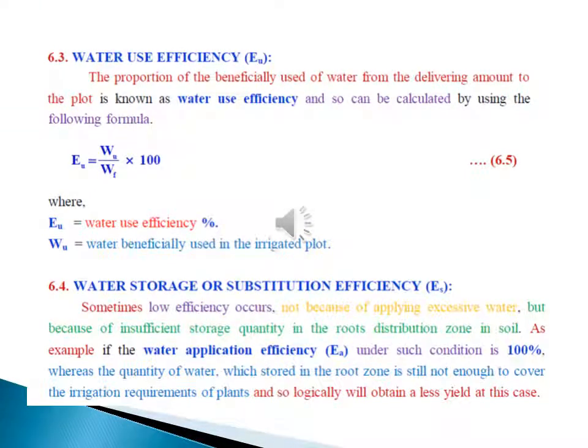Water use efficiency. The proportion of the beneficial use of water from the amount delivered to the plot is known as water use efficiency, and so can be calculated as shown in the enclosed equation. Moreover, water storage or substitution efficiency, as sometimes low efficiency occurs not because of applying excessive water, but because of insufficient storage quantity in the root distribution zone in the soil.